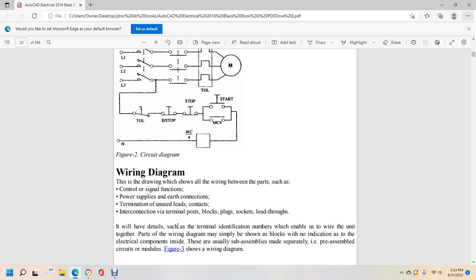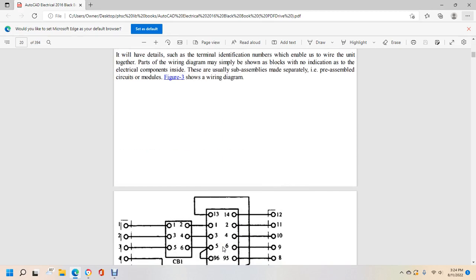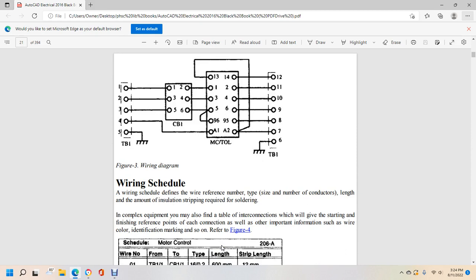Together, the parts of the diagram may be simple, as shown with the block, with no indication of the electrical components inside. These usually are sub-assemblies, which may be separate, i.e. pre-assembled circuits or modules. Figure 3 shows the wiring diagram. Alright, Figure 3 shows a wiring diagram with some terminal boards and there with the pins.